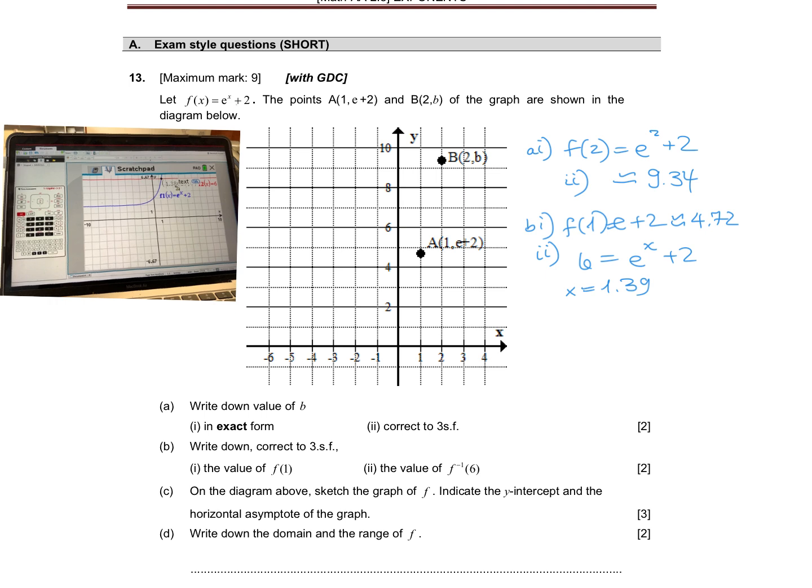On the diagram above, sketch the graph, indicate the y-intercept and the horizontal asymptote. So this vertical shift of 2 is the horizontal asymptote. So we'll do that. IB won't always remind you of that, so make sure you put it on. The y-intercept is going to be 3, okay? Write down the domain, that's all real numbers, and the range, y greater than 2.